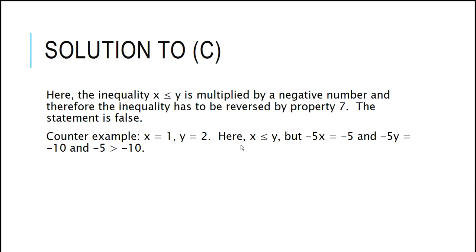In the third part, the inequality x is less than or equal to y is multiplied by a negative number, and therefore the inequality sign has to be reversed according to property 7. And therefore the statement that is given is in fact false. A counterexample is, for example, x equal to 1 and y equal to 2, and if you work it out, you find that it gives the wrong answer, that negative 5 is greater than negative 10.